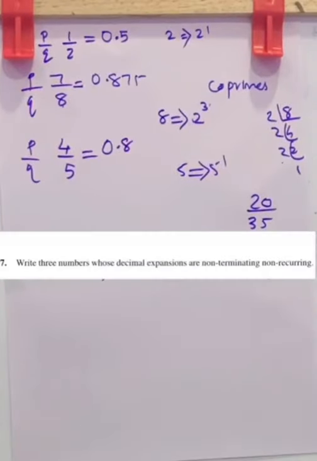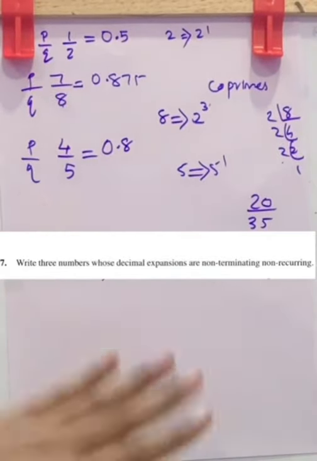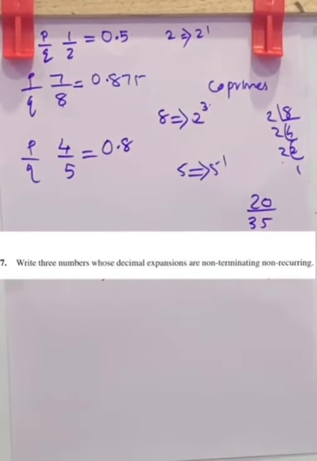Next, write 3 numbers whose decimal expansions are non-terminating, non-recurring. Non-terminating and non-recurring means irrational numbers. We learned it before. Non-terminating means it is not ending. Non-recurring means it is not repeating also. So write some decimal expansions like that.